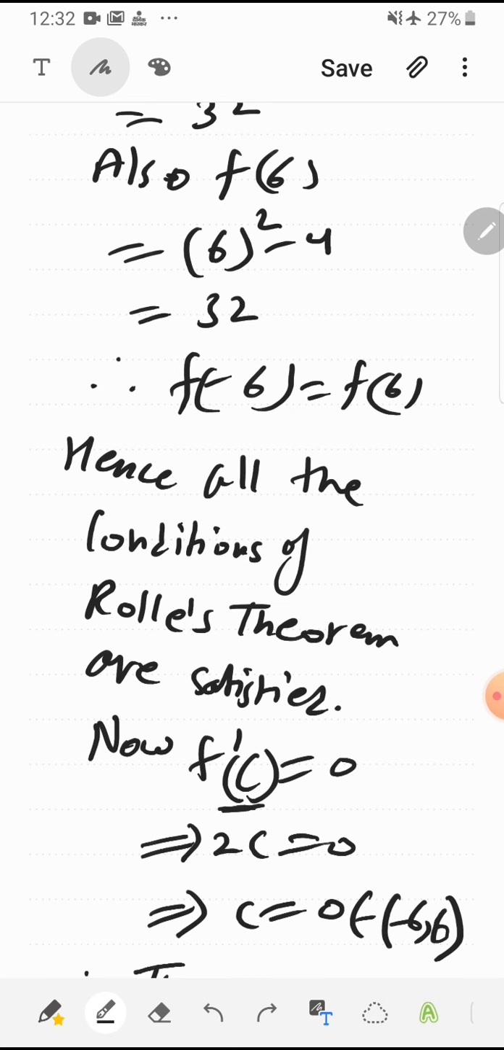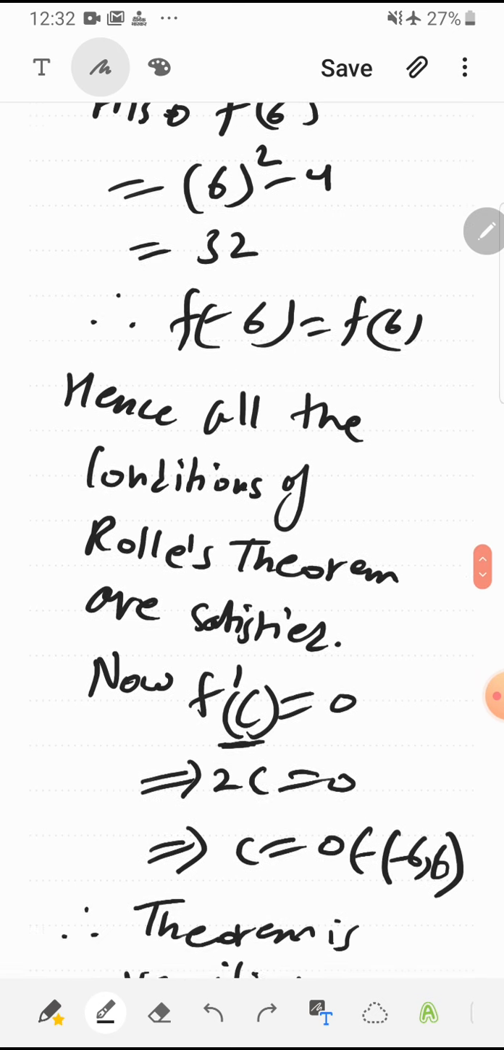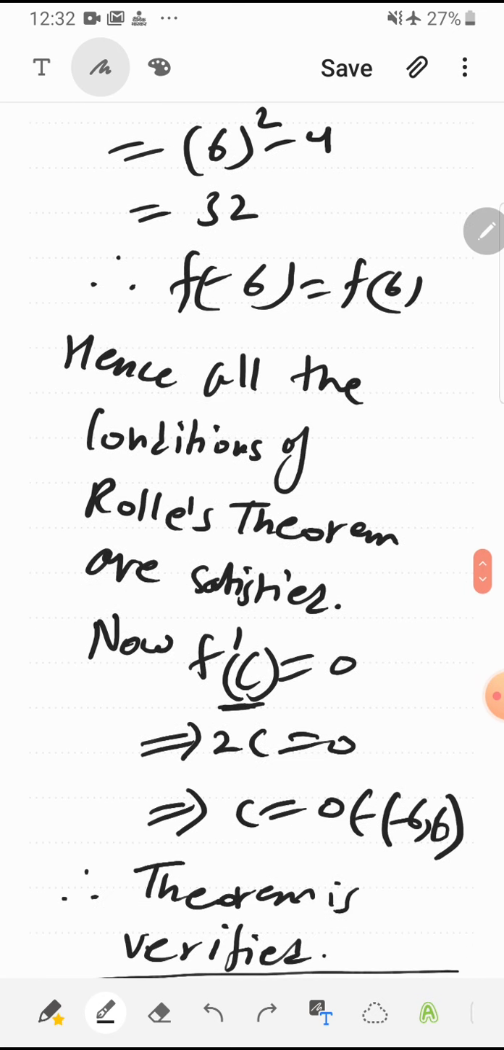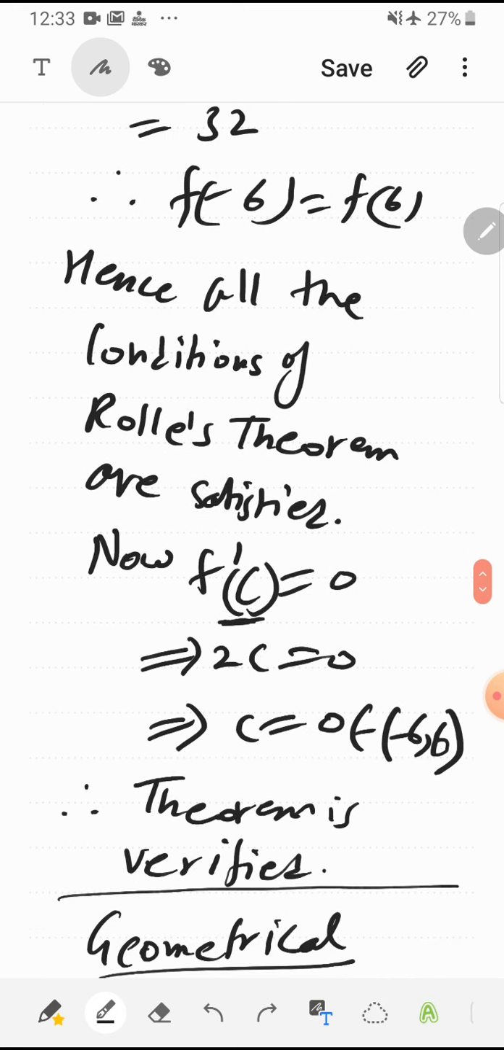So in order to verify the theorem, now let us see what is f dash c. If we put this equal to 0, that means 2x, I'm replacing x with c, such that 2c is equal to 0, or c is equal to 0. As 0 belongs to open interval minus 6 comma 6, then we can say we have found one point c which belongs to open interval minus 6 comma 6, and hence we can say our theorem is verified.